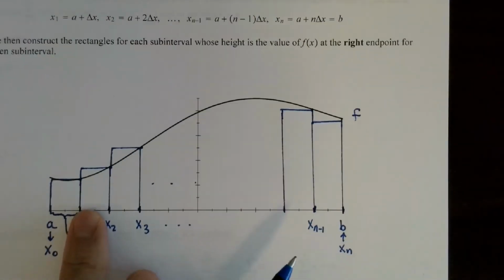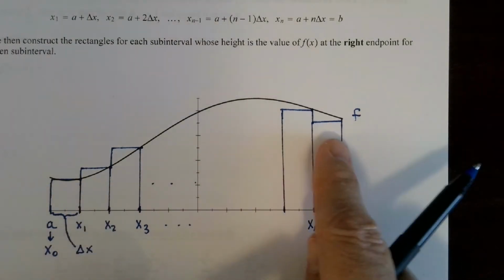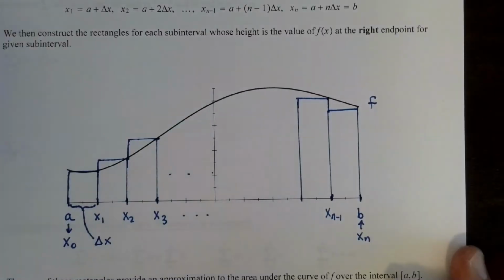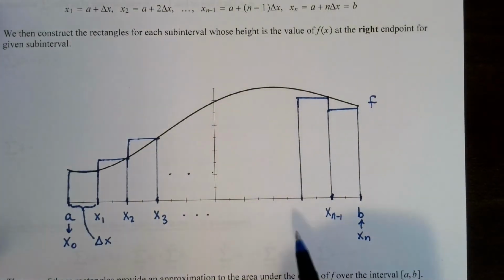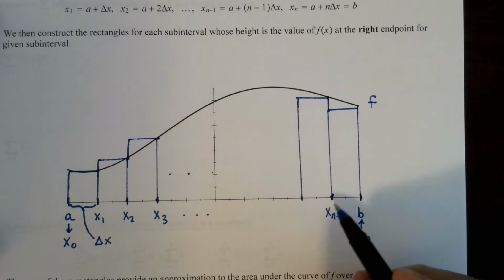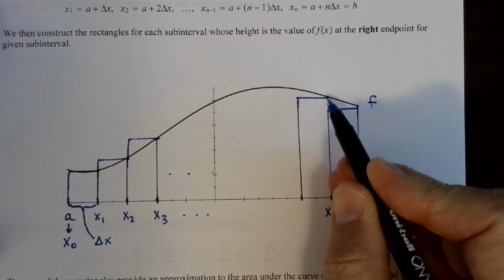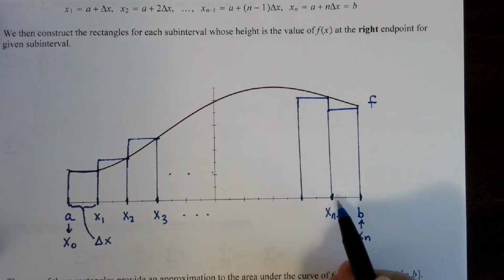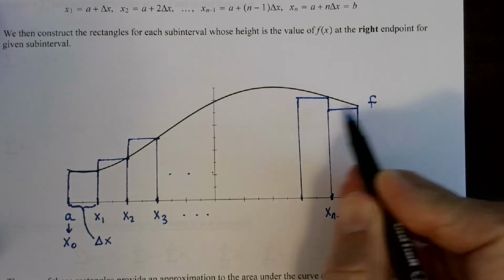Notice some rectangles are above the curve, like over here. Some are below the curve. But these are all right-hand, right? Using the right-hand endpoint of each interval to determine the height. The height will be right on that curve at the right-hand endpoint of each one. So for this last one, we're going to use b, the height at b.